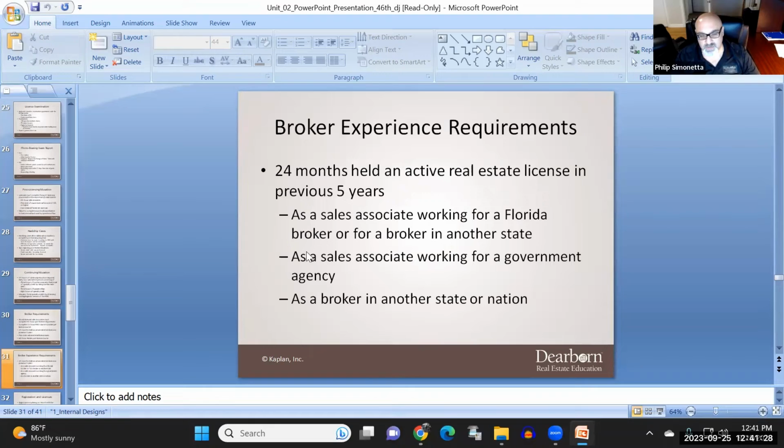As a sales associate working for a Florida broker or for a broker in another state. So if you're in another state and you're an active agent for 2 years or more, you can go right to the Florida broker license. You don't have to get a sales license. One of my agents was a licensed agent in New York or New Jersey for 5 years, so he went right to the broker license in Florida. He didn't have to go through sales. As a sales associate working for a government agency or a broker in another state or nation, as long as you had that 24 months active in the last 60, all of those qualify.